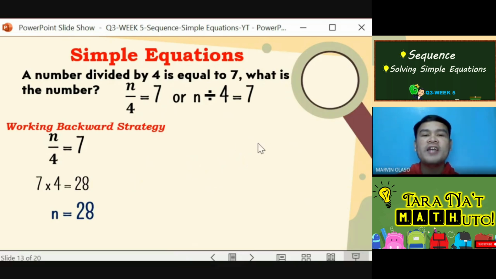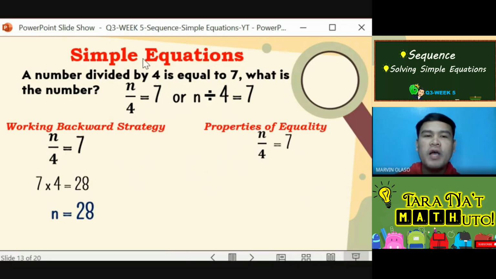Let's try another strategy. Tingnan natin kung parehas ang magiging sagot. Properties of equality. We have the equation n over 4 or n divided by 4 equals 7. Kung nag-divide tayo, anong property of equality ang gagamitin natin? Yes, we will have the opposite multiplication property of equality. Ibig sabihin nun, we will multiply both by 4.